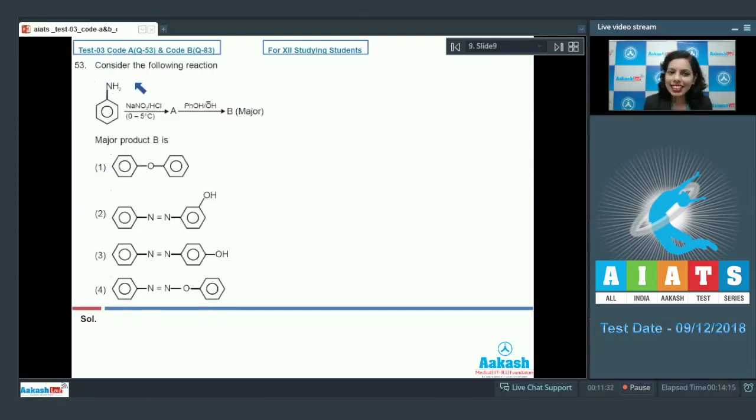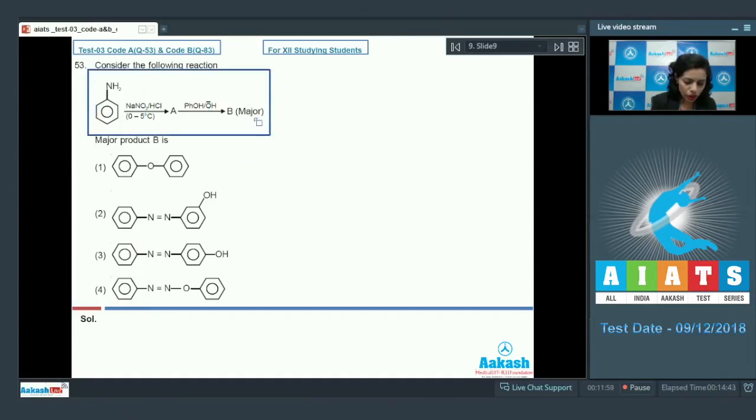Now question number 53. Consider the following reaction. We have the reaction sequence given here, in which product A is formed and further product B is formed. In this case, first the reagent that we have here is NaNO2 and HCl at a very low temperature, and an amine is there. It means this is a simple reaction of diazotization, and further it is reacting with phenol, and there's the formation of another product, that is B. So in this reaction sequence, there are 2 reactions taking place. One is diazotization, and the next reaction is the coupling reaction. Let's see what's happening here.